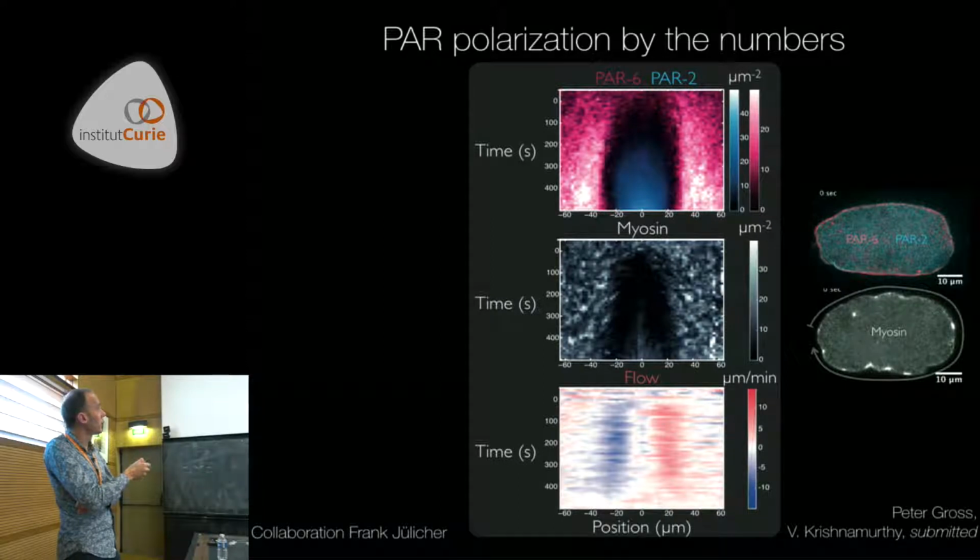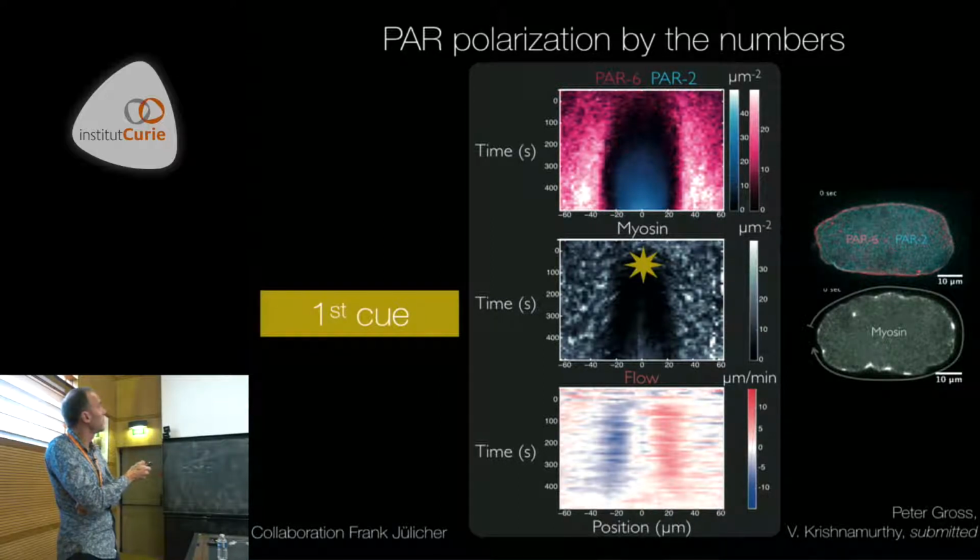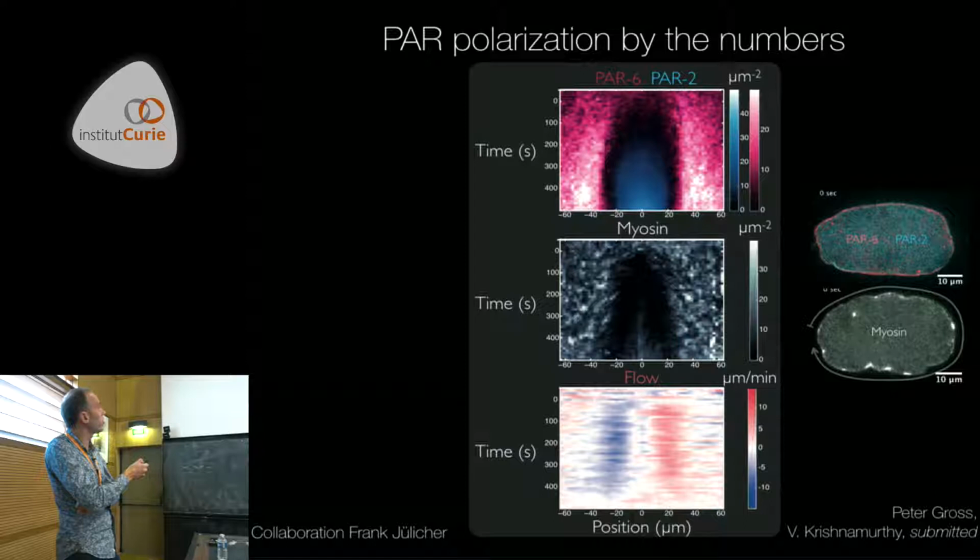This is going from the anterior to the posterior, back around to the anterior as a function of time. These are the two PAR concentration fields. Here, these scale bars really convert intensity to absolute concentrations in numbers of molecules per square micron surface. We have the same for the myosin concentration field.